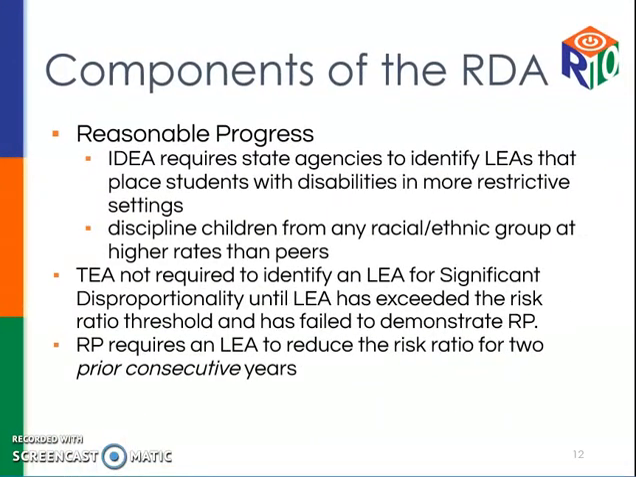Reasonable progress. IDEA requires state agencies to identify LEAs that place students with disabilities in more restrictive settings, or discipline children from any racial ethnic group at higher rates than peers. TEA is not required to identify an LEA for significant disproportionality until the LEA has exceeded the risk ratio threshold and has failed to demonstrate RP. RP requires an LEA to reduce the risk ratio for 2 prior consecutive years.